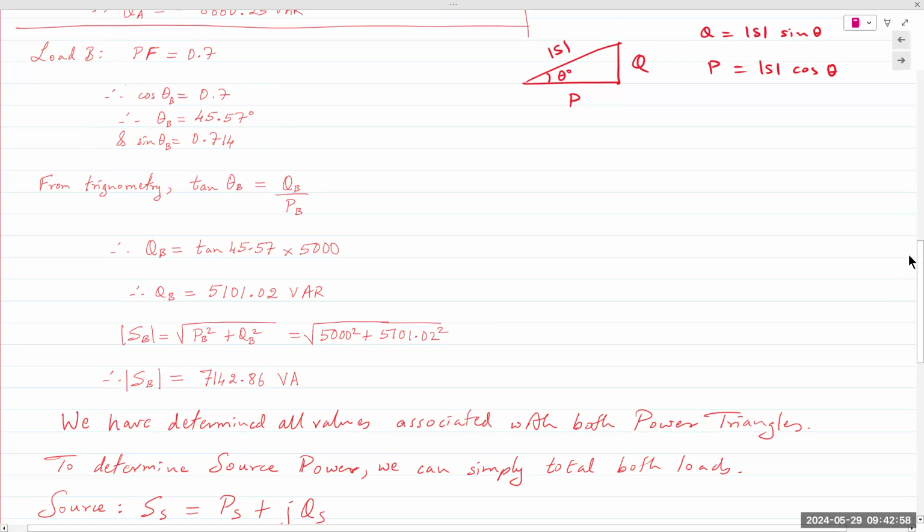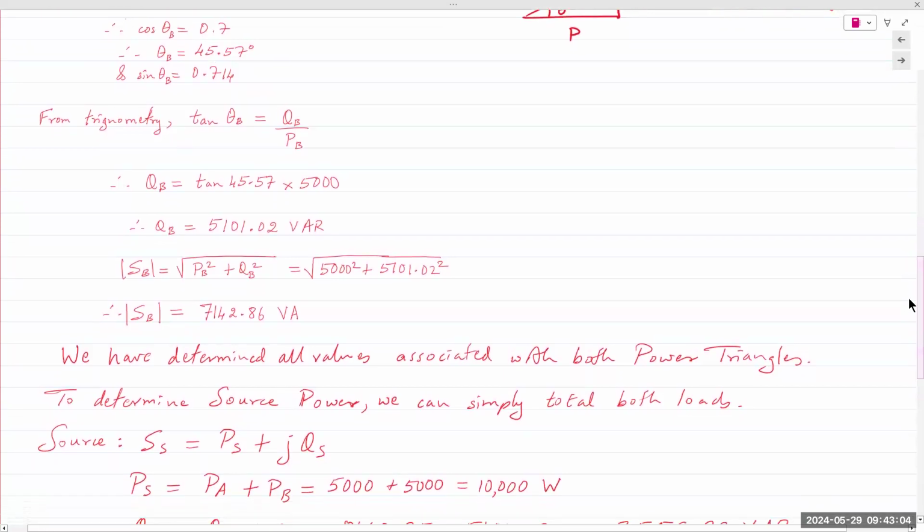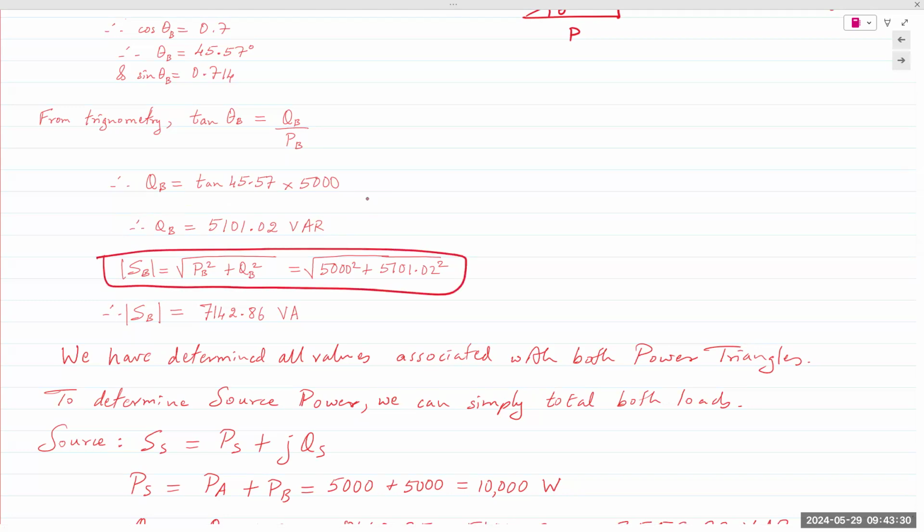Okay. So what I've done here is we want to find the magnitude of S. Excuse me. We want to find the magnitude of S. So we first find Q. Q, of course, can be given as P times tan of the power angle. And you find QB. And then total S. Total S is, of course, on the hypotenuse, by Pythagoras theorem, root of P square plus Q square.